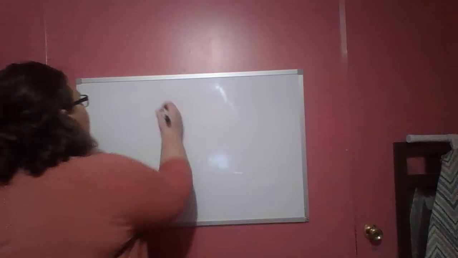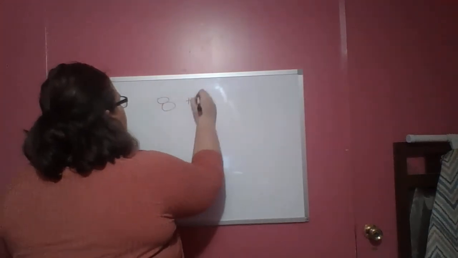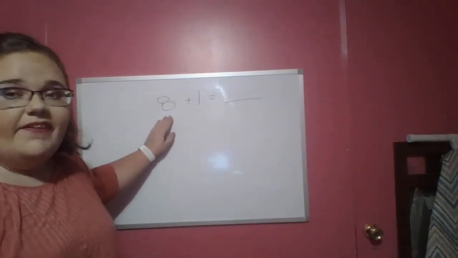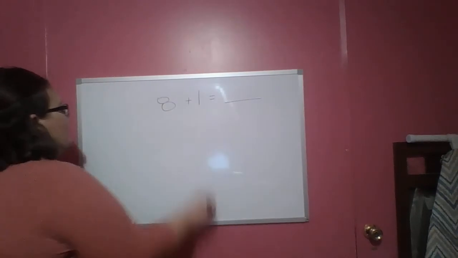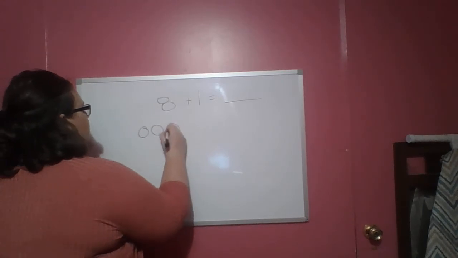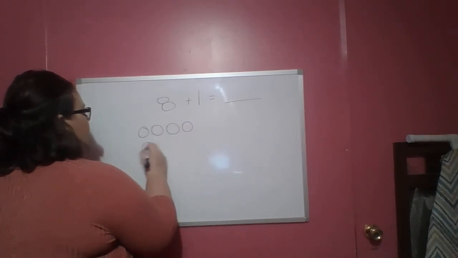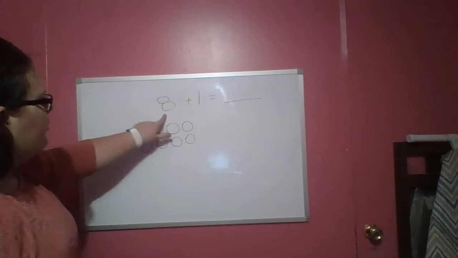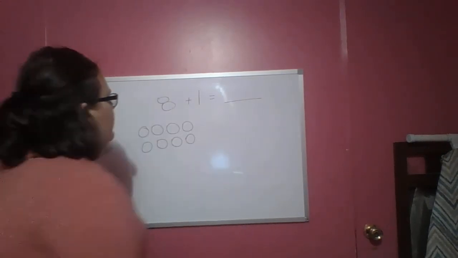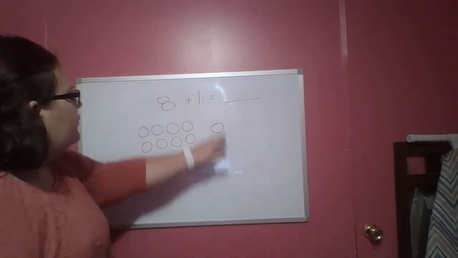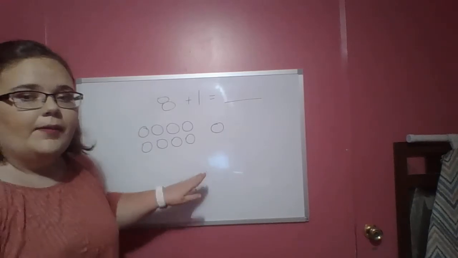Okay. All right, so now we have 8 plus 1 equals blank. The first number we have is the number 8. So count with me while I draw the circles. We have 1, 2, 3, 4, 5, 6, 7, 8. So we have 8 circles, and then the second number is the number 1. So we're only going to draw 1 circle. So we're going to put both groups of circles together and count them all.